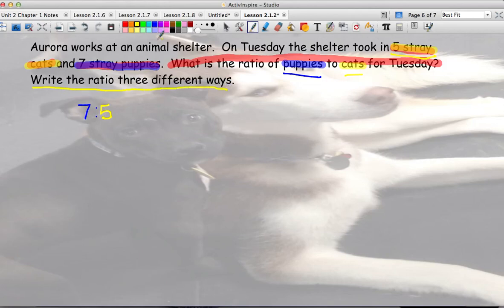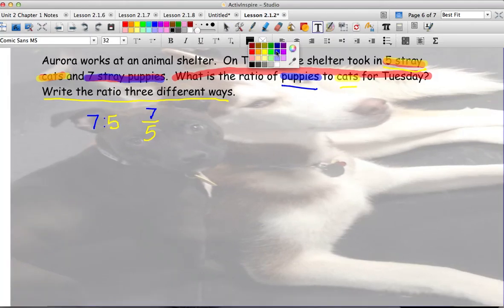So I've written it with the colon. Now I'm going to write it as a fraction. So it's 7 to 5. And then I'm going to write it in words. So first I need to write the number of puppies, which is 7. And then I write the number of cats, which was 5. So all 3 of these answers are the same, they just look different. And again, make sure to read the problem carefully. Don't just assume that whatever's listed first in the problem is going to be listed first in your ratio.